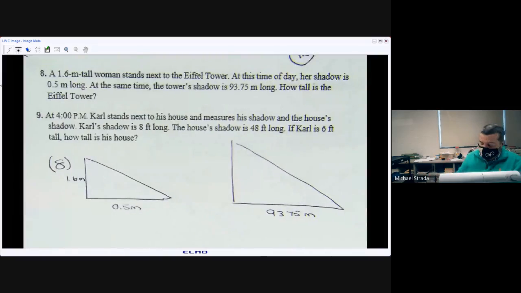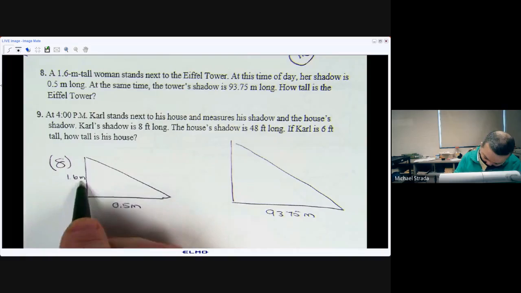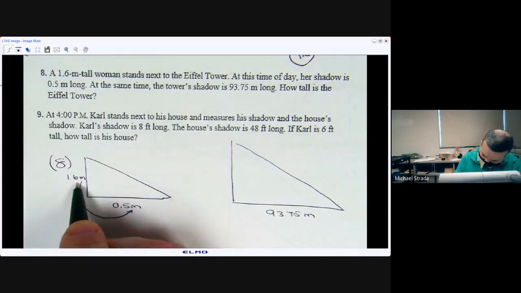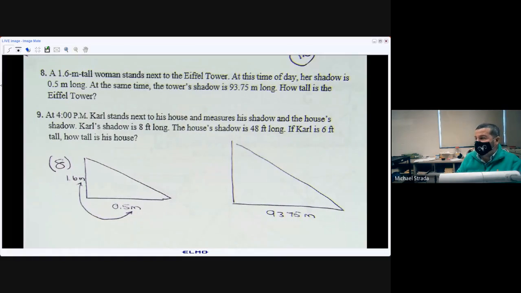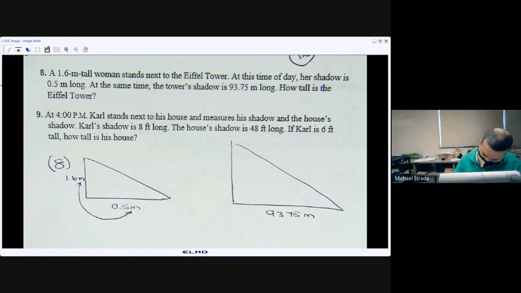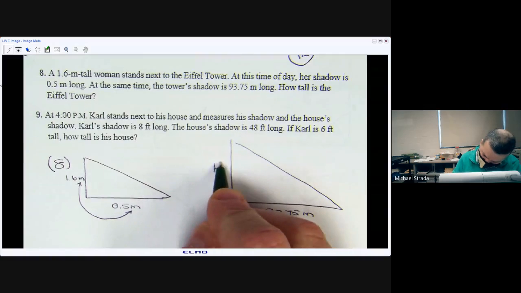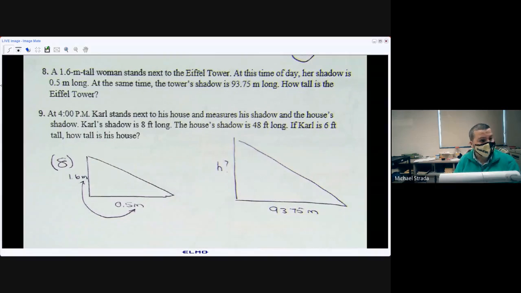If, for example, ladies and gentlemen, these are in different units, you don't have to worry about converting. But these do need to be in the same units. If they're in different units, then you got to change that up. But if these are in the same units, you're good to go. Those don't have to be. So if this was in centimeters and that was in meters, don't worry about it. And then we're trying to find the height of the Eiffel Tower. So that's our unknown.